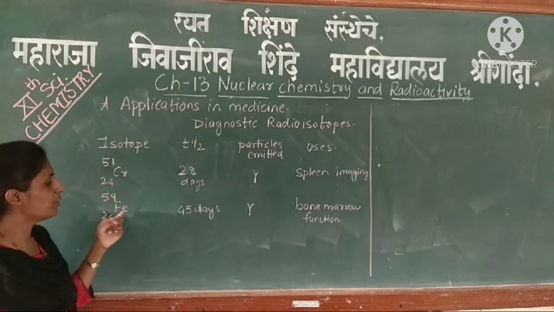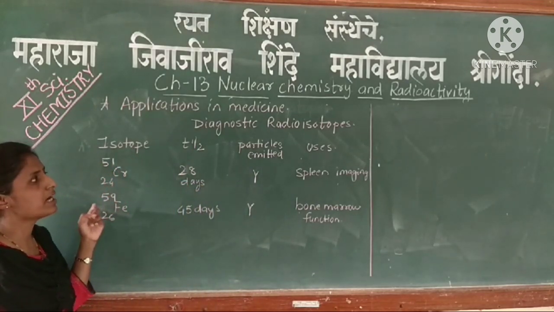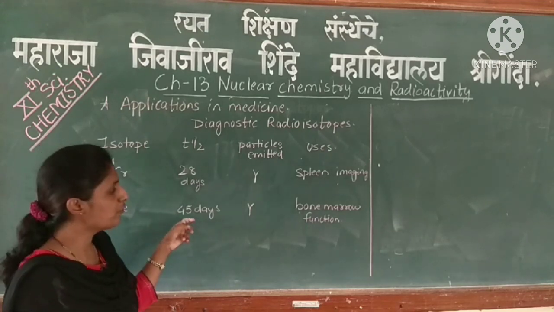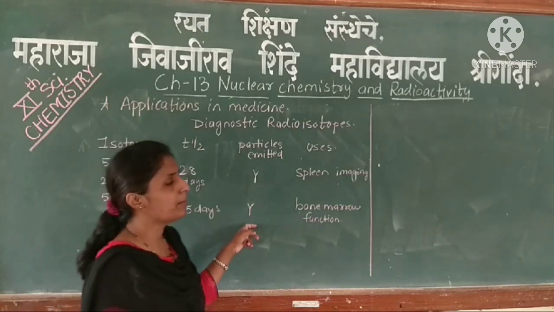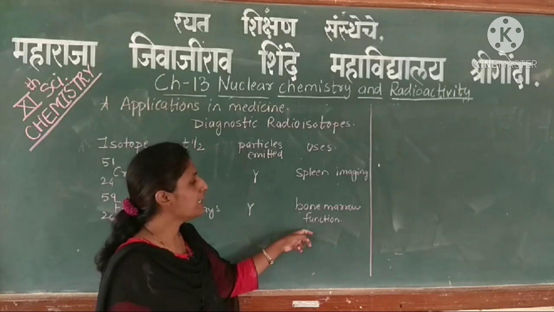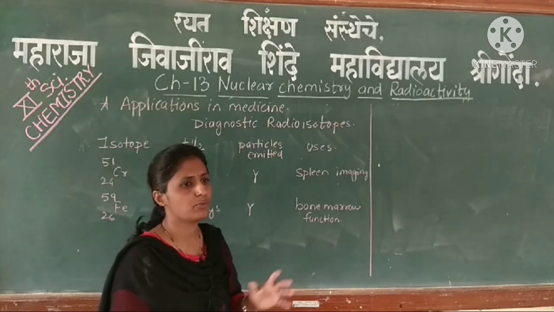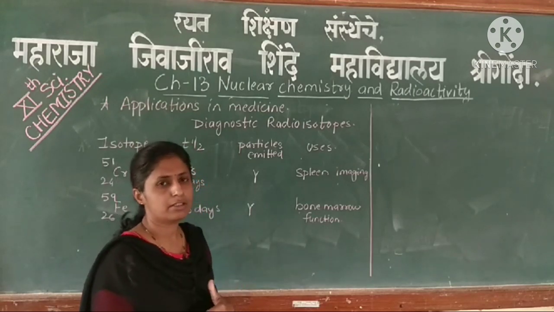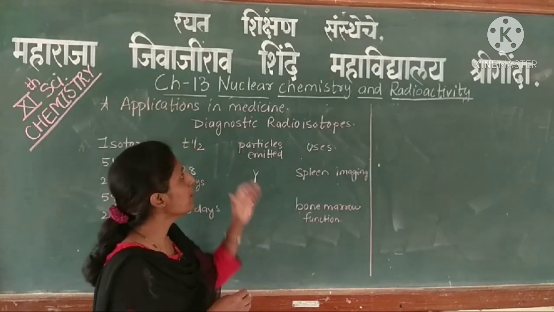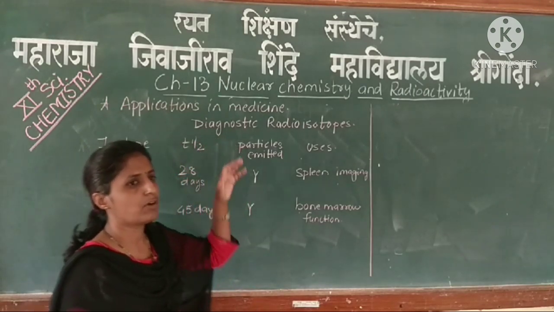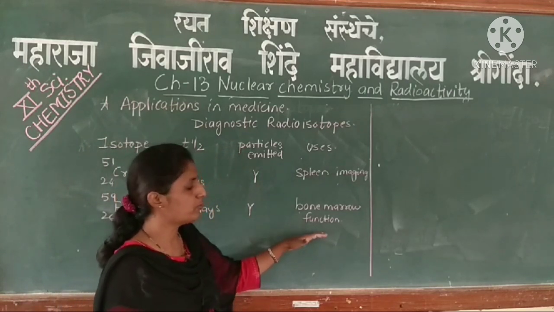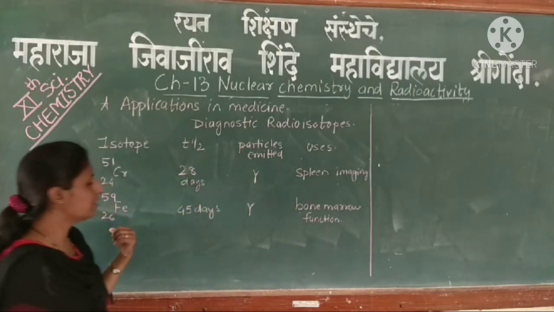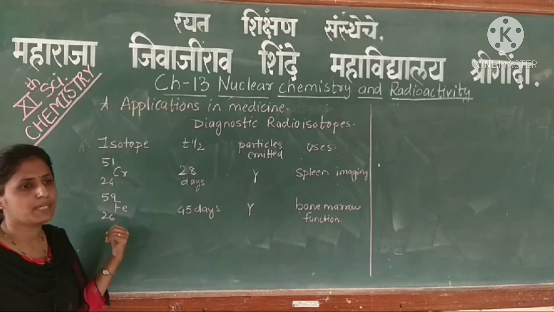Next is Fe59. This isotope has a half life period of 45 days. It also emits gamma particles and it is used for bone marrow function. Bone marrow चे जे फंक्शन आहे ते डिटेक्ट करणं, ते म्हणजे स्टडी करण्यासाठी किंवा diagnose करण्यासाठी, what is the problem in your bone marrow. To study that, this iron-59 isotope is being used.